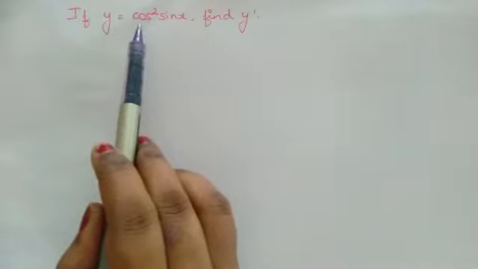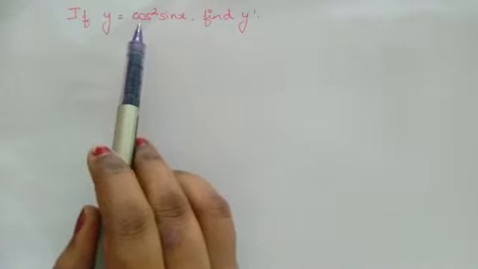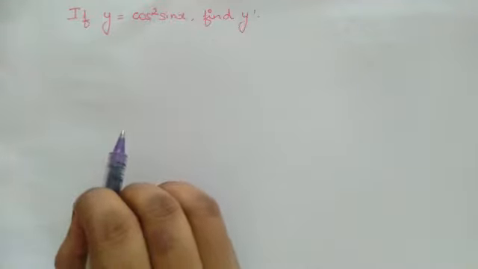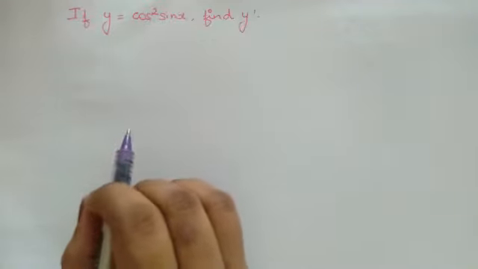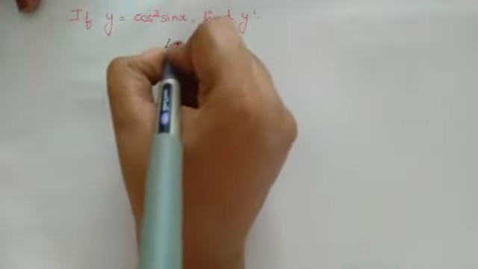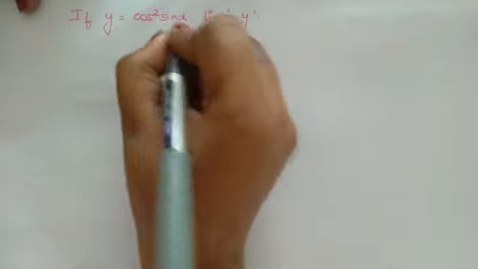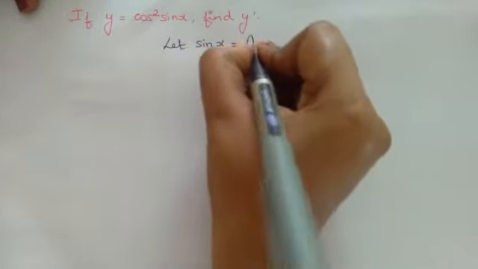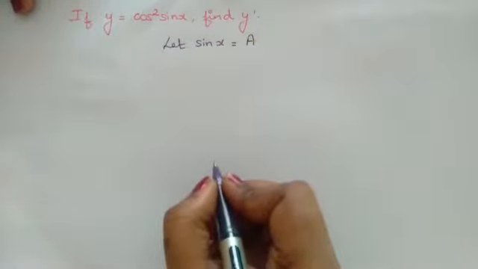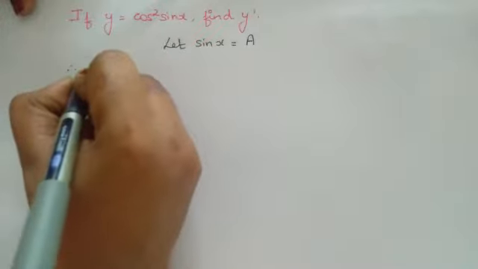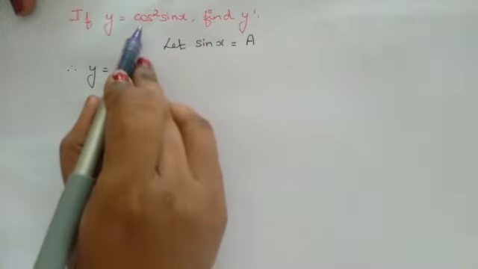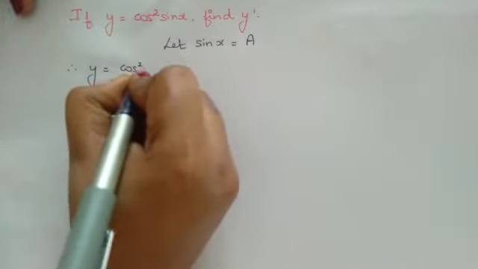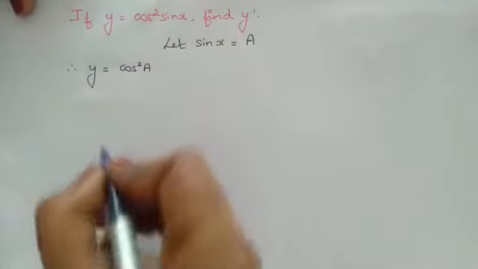So it is absolutely understood that we are going to bring in the chain rule concept. Let's see how we are going to find the derivative. For our convenience, let the inner function sin x be taken as some capital A. Therefore y equals cos square sin x will become cos square A.